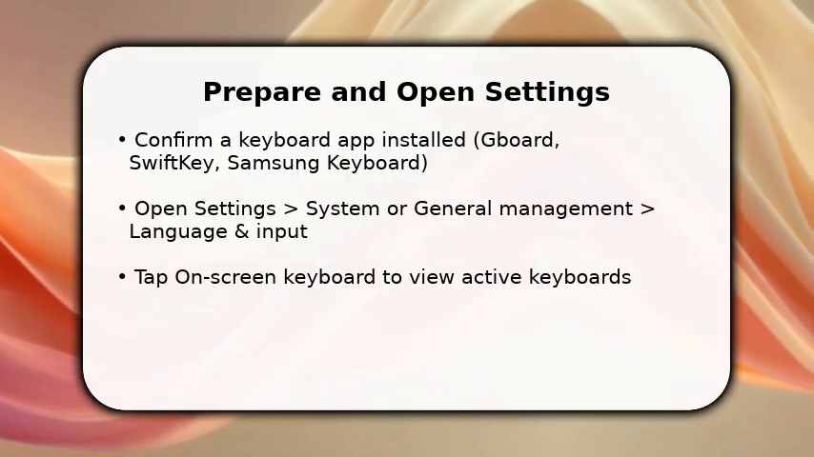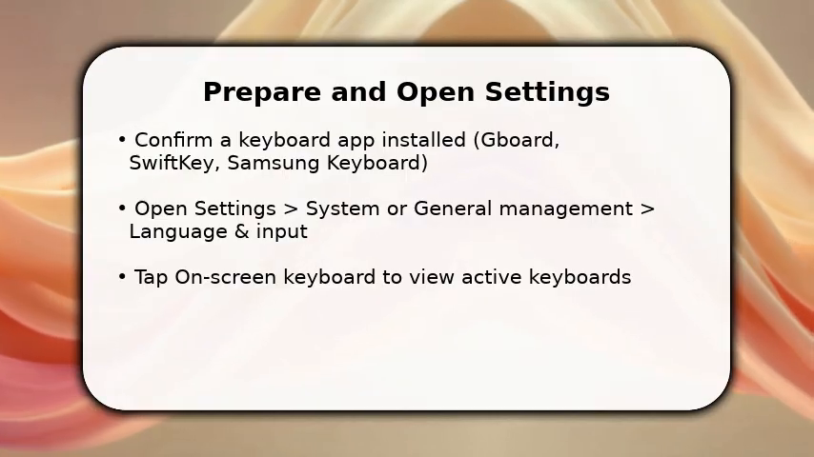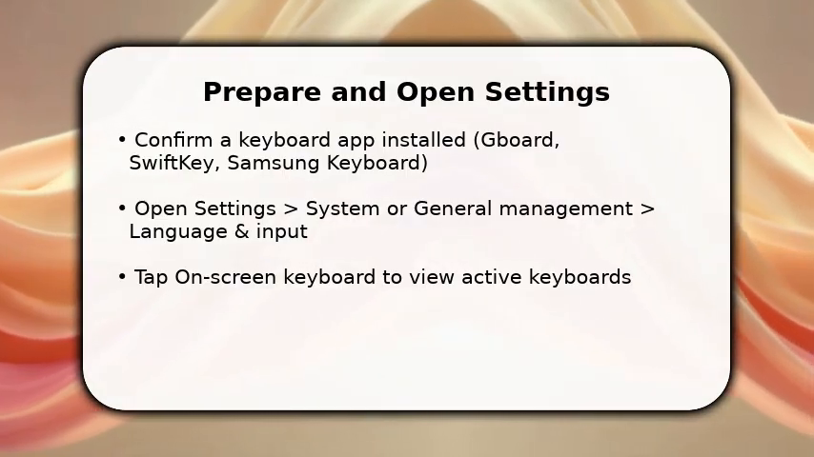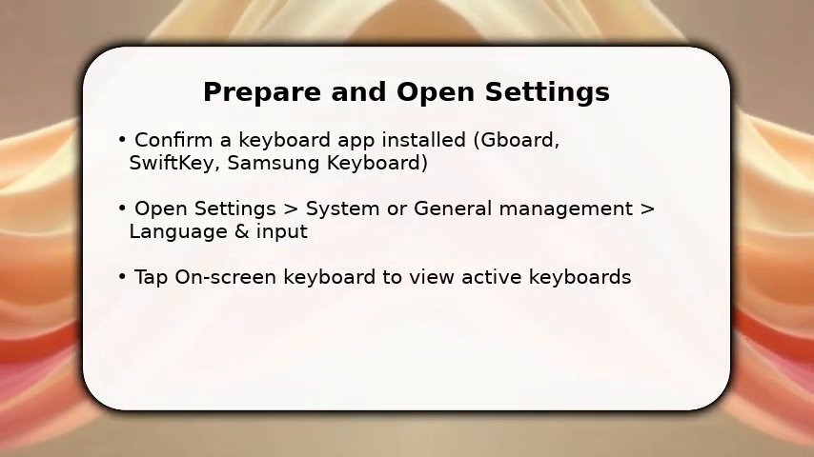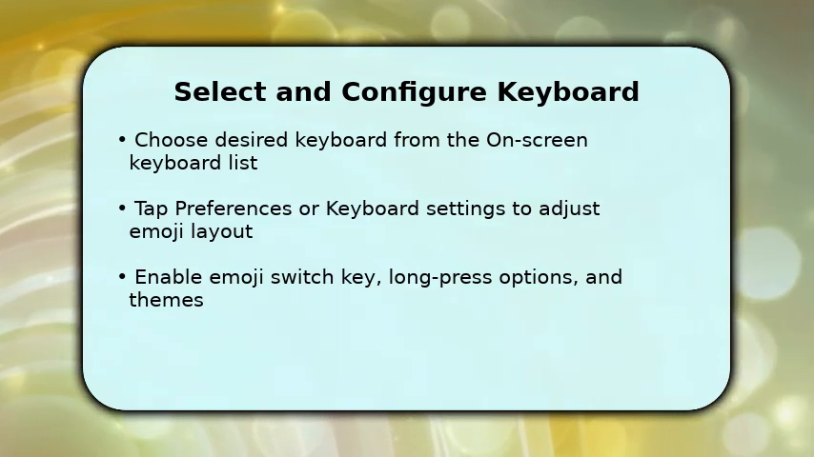Make sure the keyboard you want is installed. If it isn't, install it from the Play Store, and then return to enable it before proceeding. Now select the keyboard you intend to use and open its settings. This is where you control emoji behavior.